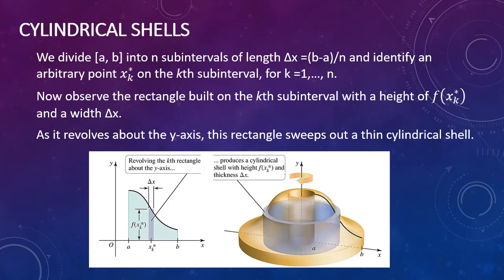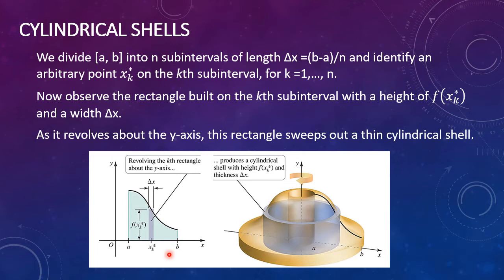So what we're going to do is divide the interval [a, b] into n subintervals of length delta x equals (b minus a) over n. This is exactly like we've been doing all along, so I'm not going to spend a lot of time on this. And we identify an arbitrary point, x sub k star, on the kth interval for k equals 1, all the way up to n.